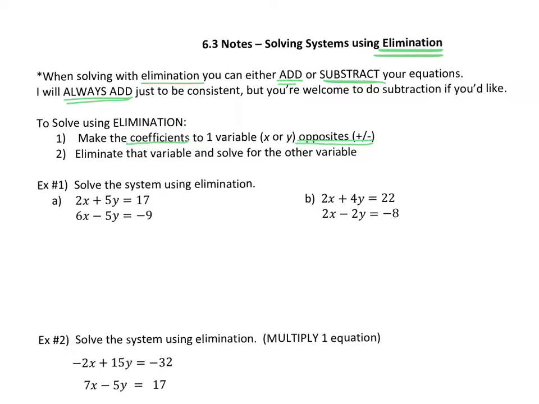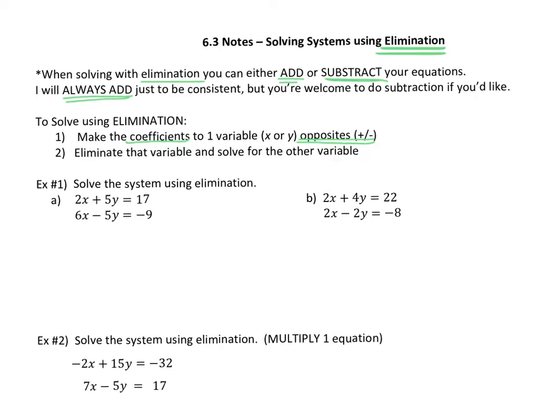Now that's using addition. If you're someone who is going to use subtraction as well, then it doesn't matter, they wouldn't have to be opposites necessarily. So I will show you what I mean when we get there. And then step 2 is once we've done that, once we've made sure the coefficients are the opposites of each other, then we're going to eliminate a variable and solve for that other variable.